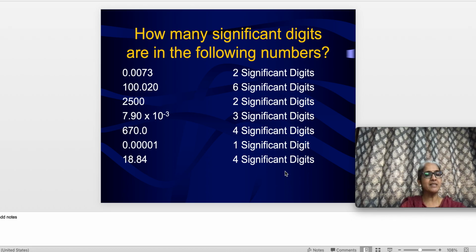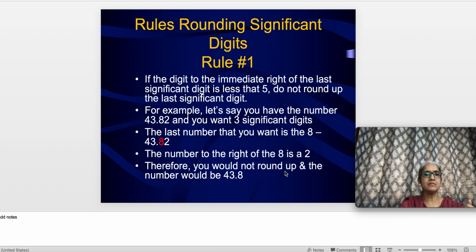In 0.0001, the zeros are placeholders. In 18.84, all are non-zero numbers, so therefore they are definitely significant. Correct? Now, how do we round off the digits? Correct? And this is again prior knowledge for you.